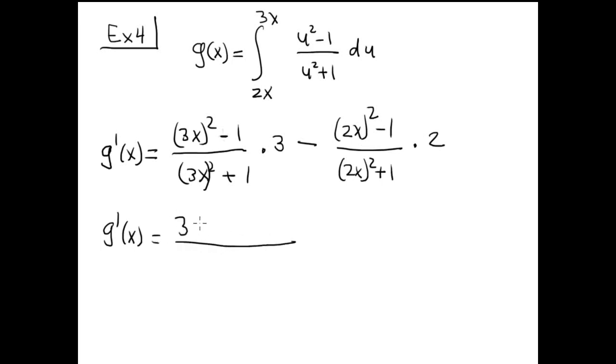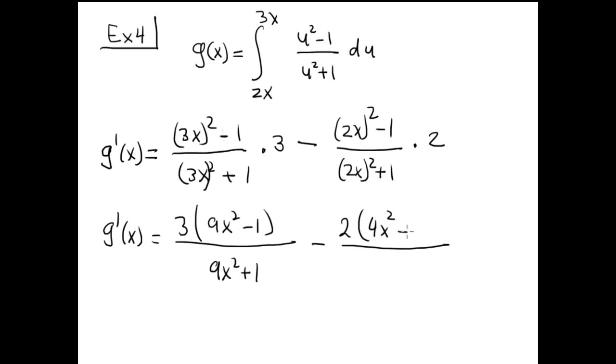3 times parentheses 9x squared minus 1 divided by 9x squared plus 1 minus 2 times 4x squared minus 1 divided by 4x squared plus 1. That's it. Super easy fundamental theorem of calculus.